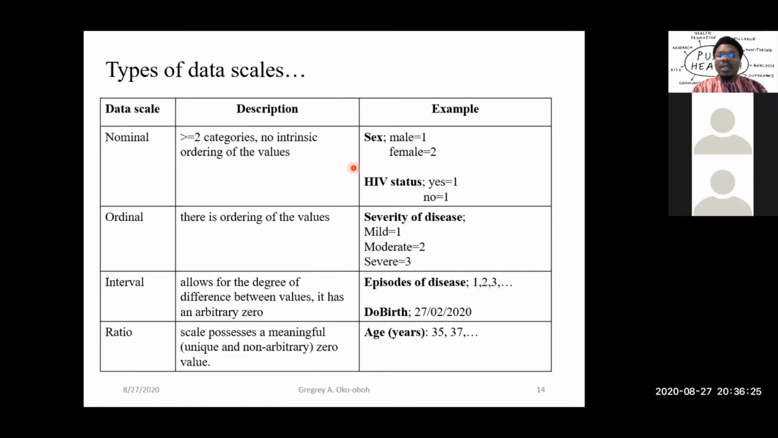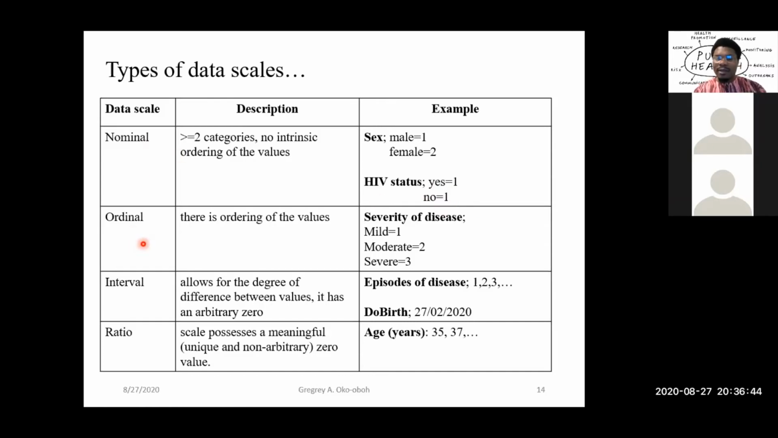A good example is sex, male, female. We put them into two categories, category 1, category 2. HIV status, yes, no. Sorry, yes is 1, no is 0, sorry about that. So these are nominal data scale.